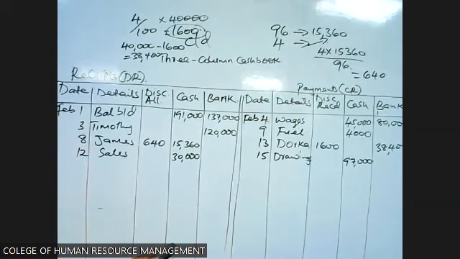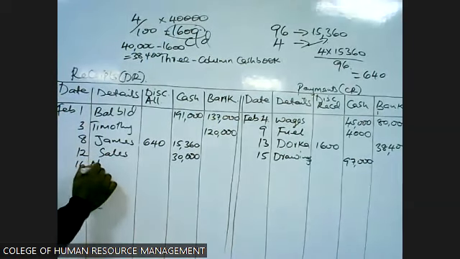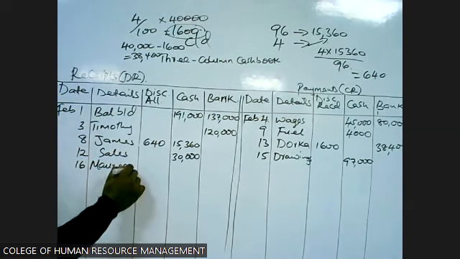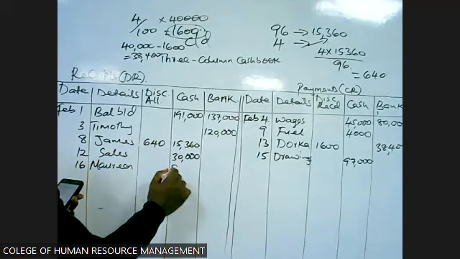On 16, Maureen settled her account of 8,000 in cash. So that is a receipt from Maureen. This is the 16th, from Maureen. How much did we receive from Maureen? 8,000 in cash.